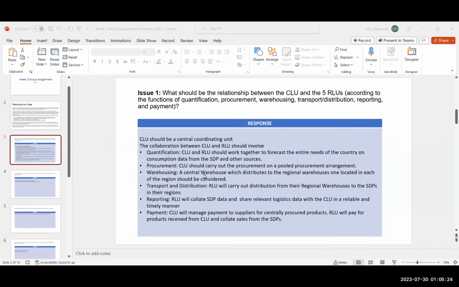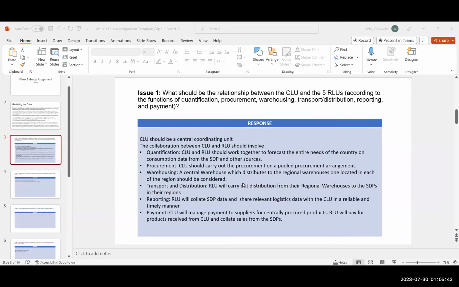While for warehousing, a central warehouse which distributes to regional warehouses, with one located in each of the regions, should be considered. So when the product comes, it gets to the central warehouse, and each of the regions will have a regional warehouse or distribution center from where they can distribute to their service delivery points.